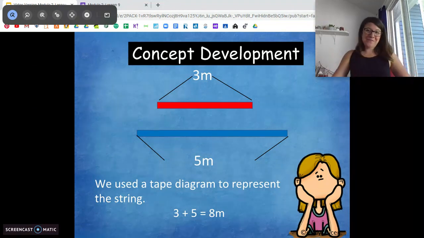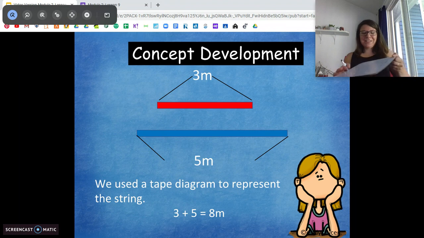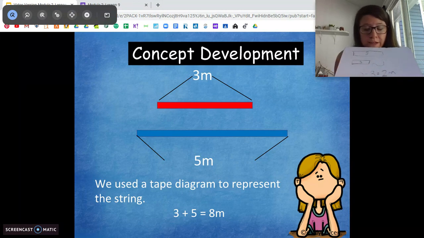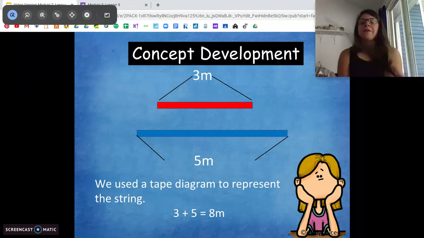What did you get? Good. I took the 5 meters minus 3 meters, and I got 2 meters. So the blue string is 2 meters longer than the red string.